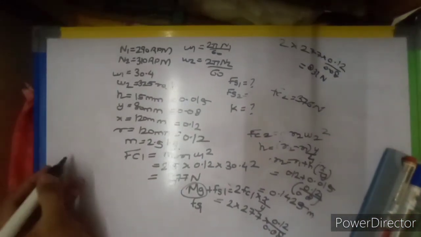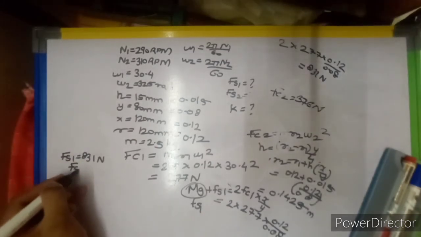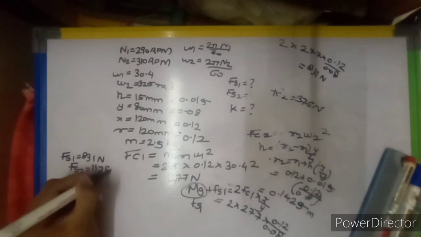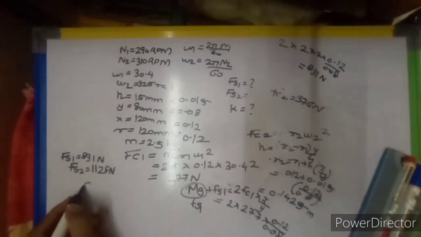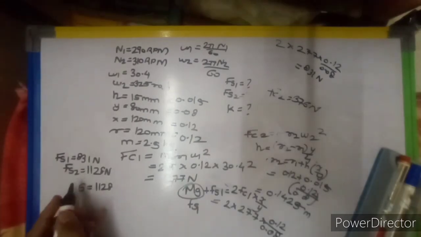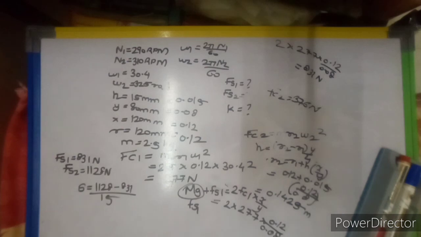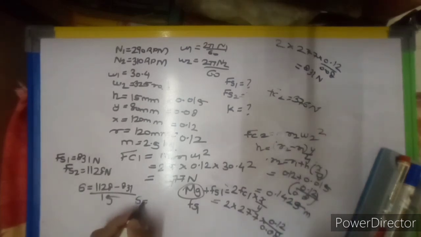So I will just write down the values. Fs1 is 831 Newton, Fs2 is 1128 Newton. So s is (1128 minus 831) upon the sleeve lift 15. You have to keep it in terms of mm. So what is the spring stiffness? That is 19.8 Newton per mm.